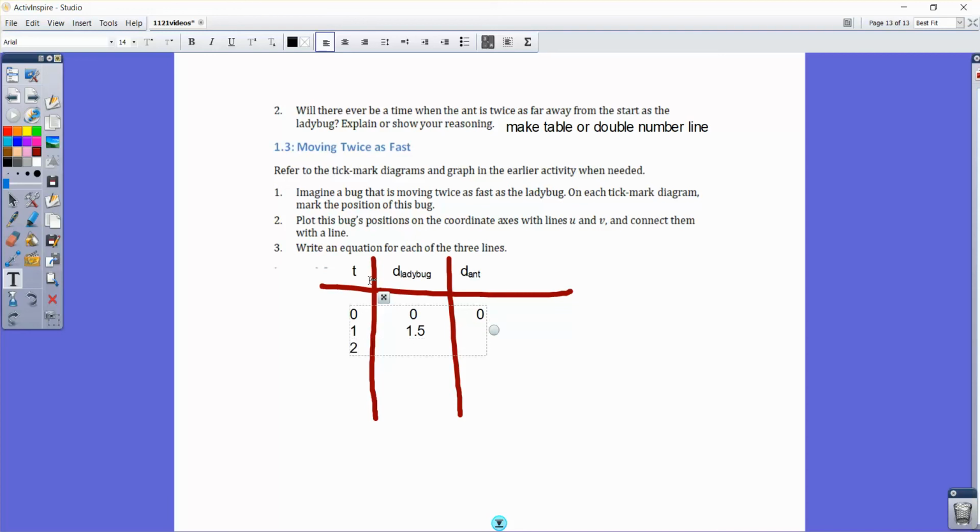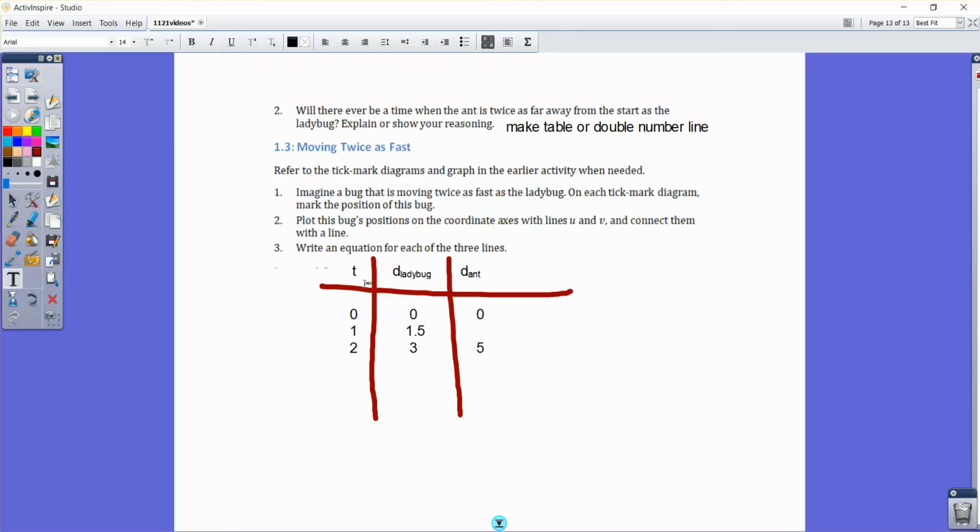At 2 seconds, we know that it's at 3, and I'm just using the graph here to answer this question. We know the ant's at 5 at that point. So if we just keep doing this, then we can get an answer. Eventually, in one of these rows, the Ladybug will be half the distance of the ant, which also means that the ant's twice the distance of the Ladybug.